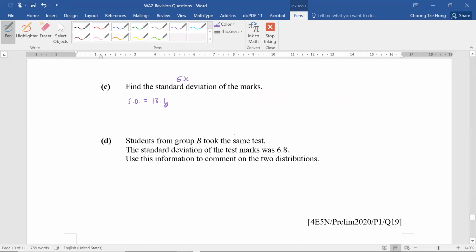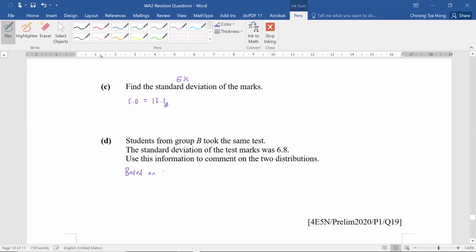Okay, so let's answer part B. Students from group B took the same test. The standard deviation was only 6.8. Use this information to comment on the two distributions. Group B's standard deviation of the scores is way lower. This means that the scores of the students have a lower spread about the mean. This can also mean that in group B, the students have a greater consistency in their test scores. So this is basically what we're going to write.